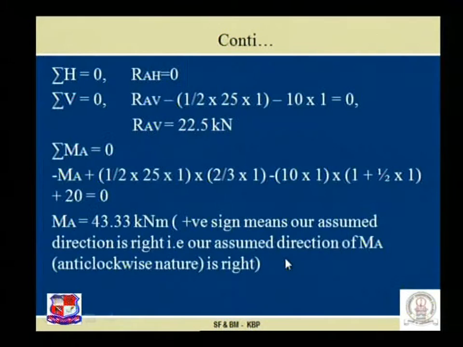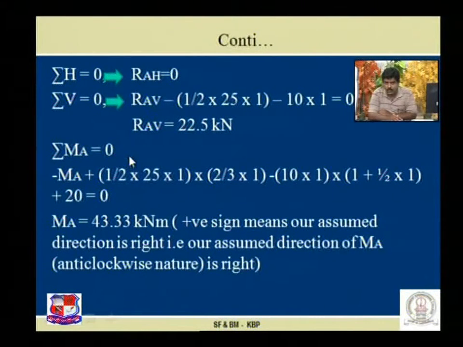Now let us go over here. Sigma H is equal to 0, RH is 0. The reason behind is that there is no external horizontal force acting. Sigma V is equal to 0, assuming RAV as upward, RAV minus total downward load, that is half into 25 into 1 minus 10 into 1, is equated with 0, and we achieve RAV as 22.5 kilonewton. Plus sign means our assumed upward direction of RAV is right.